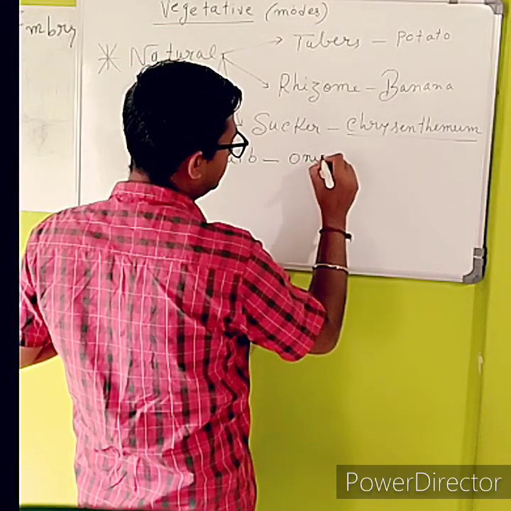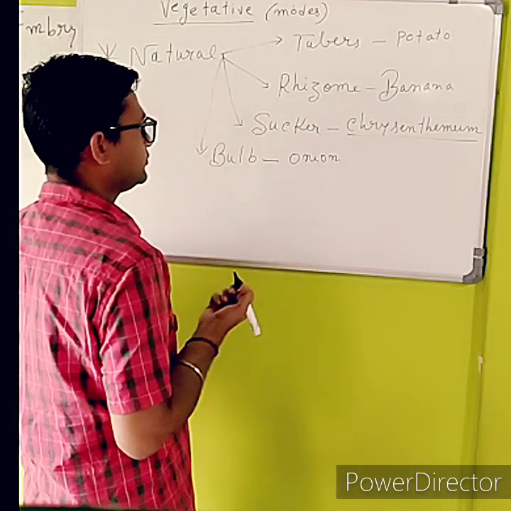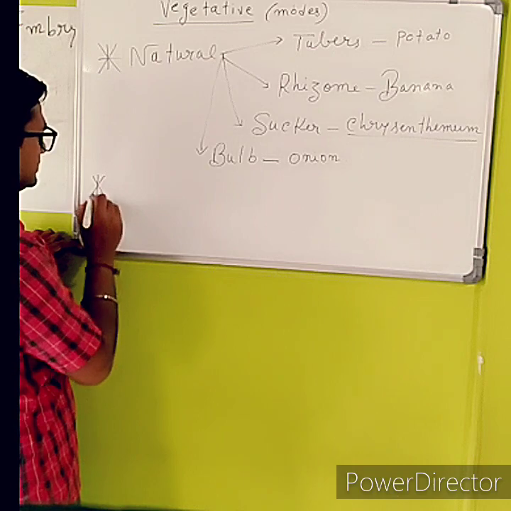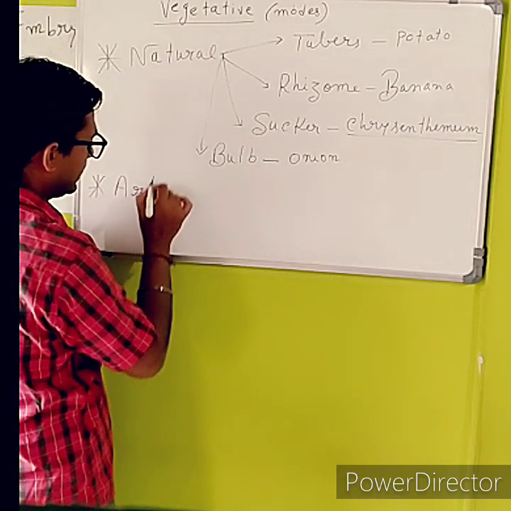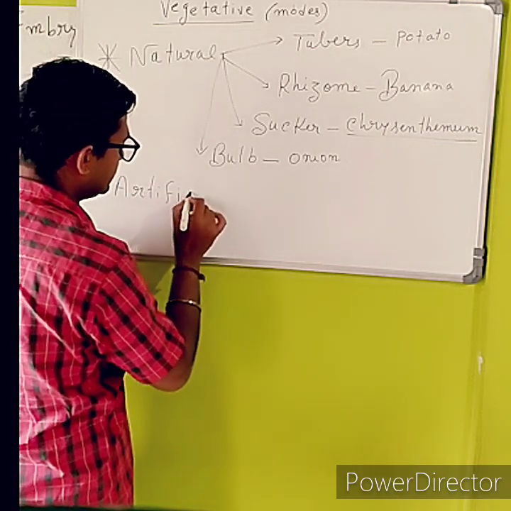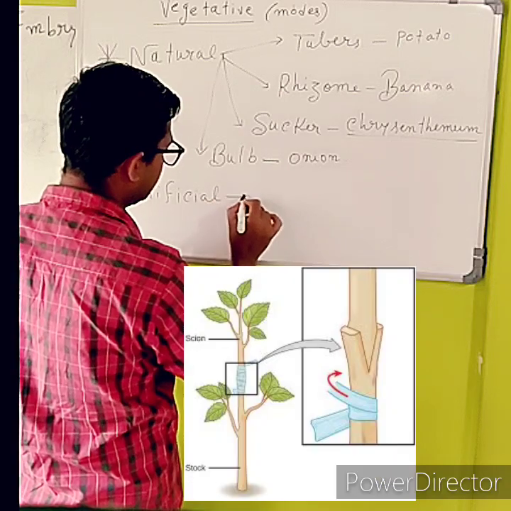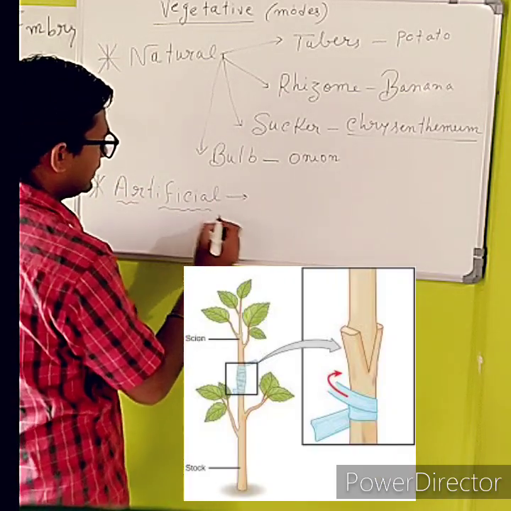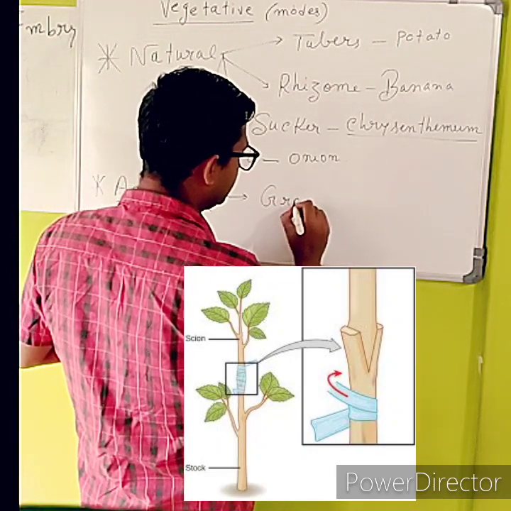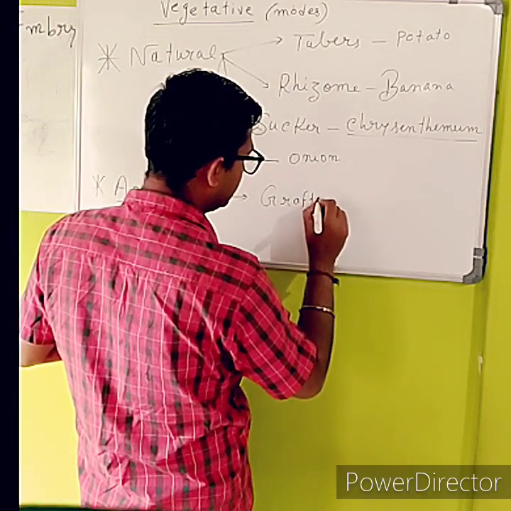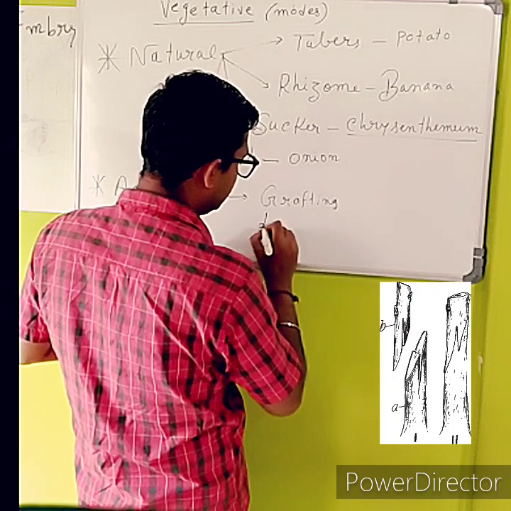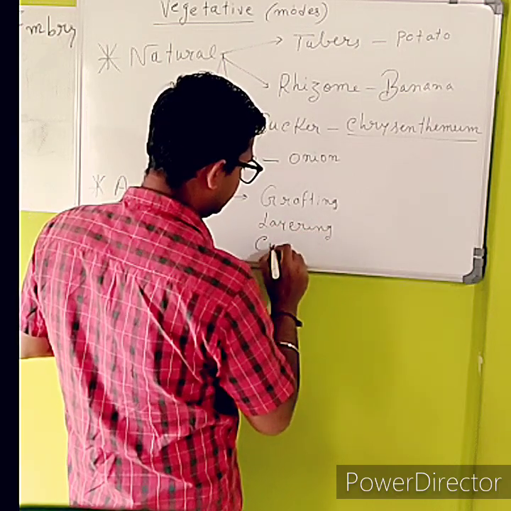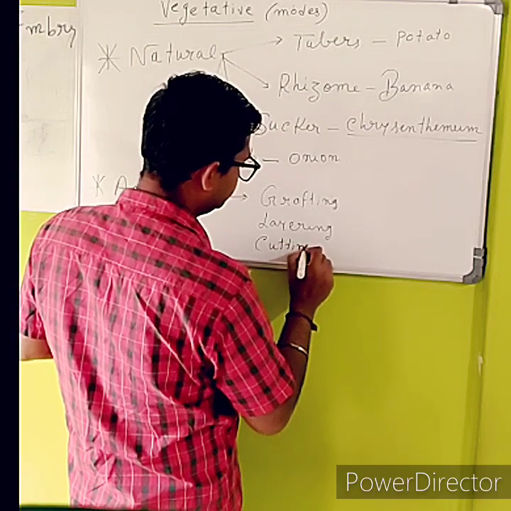And the example is onion. So these are the natural modes of vegetative reproduction. The artificial mode of vegetative reproduction I have already discussed in my previous class, in the first part of this chapter video, and these are grafting, layering, cutting, etc.